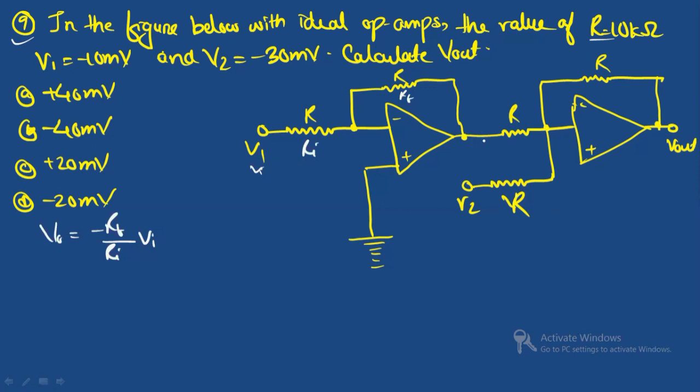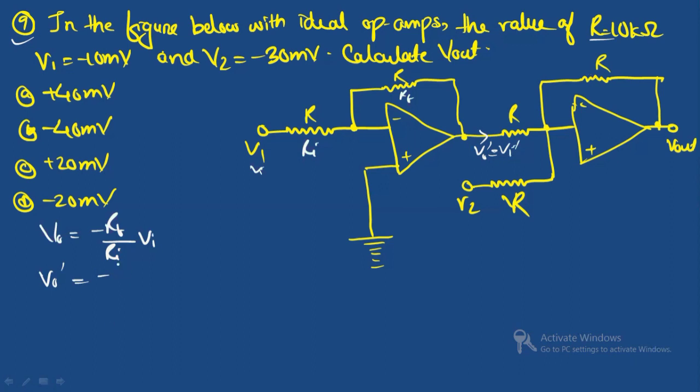So here you will get the output, which I'm taking to be V0 prime, which is the input for the second one. If you see here, you will get the output of this by summing up. So first we will calculate V0 prime. This is minus RF by RI, both are equal to R, it is given to you. RF is equal to R, so both are equal to R.